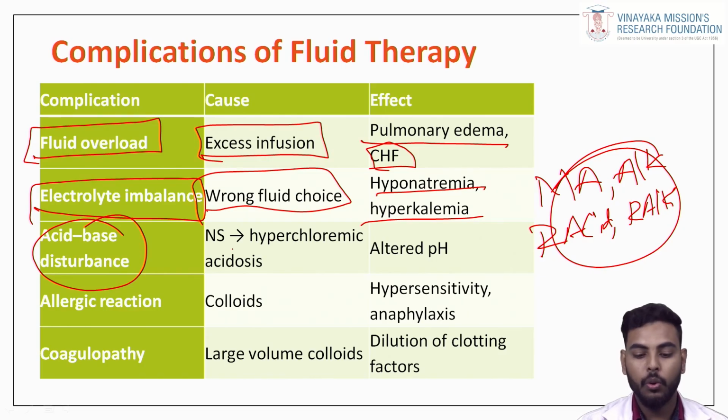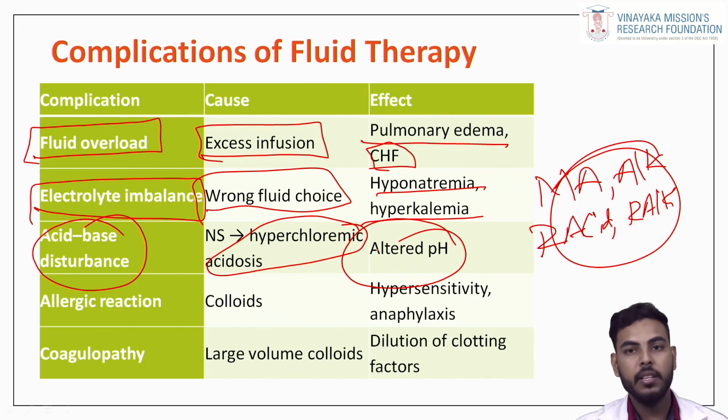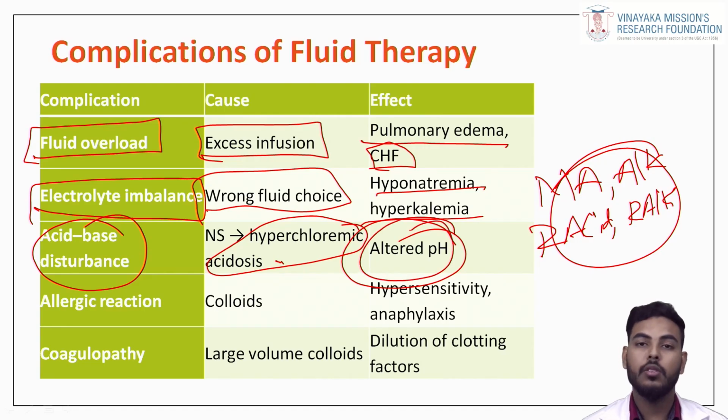In those cases, if we give normal saline, there will be a hyperchloremic acidosis. This affects the renal system. In hyperchloremic acidosis, there will be an alteration in the pH. For acid base balance, the normal pH range is around 7.35 to 7.45. So when we give NS, there will be hyperchloremic acidosis and an alteration in the pH. The patient has a normal pH, but at that time the pH will be altered, the pH will be abnormal. It may lead to an acidosis or alkalosis condition. That is called altered pH.